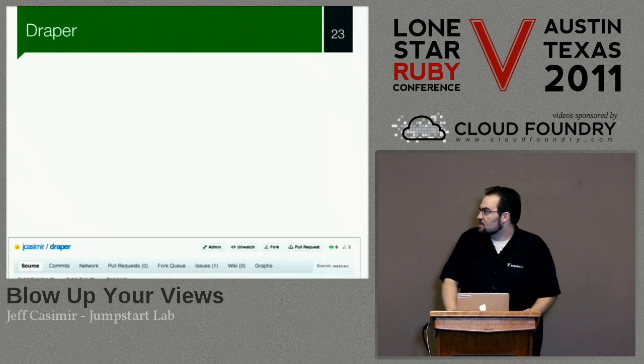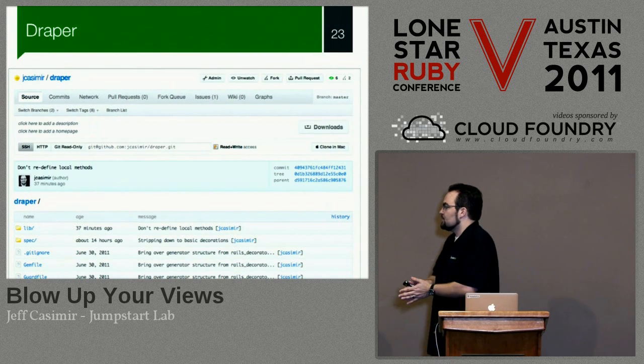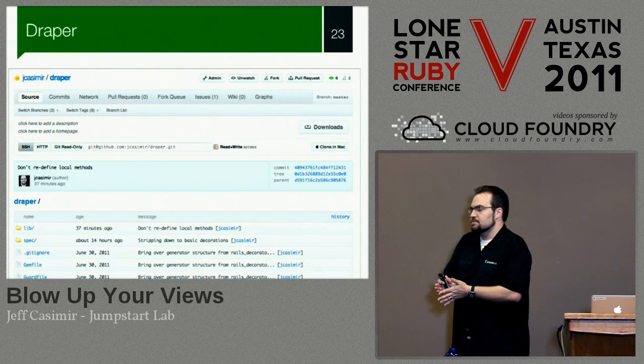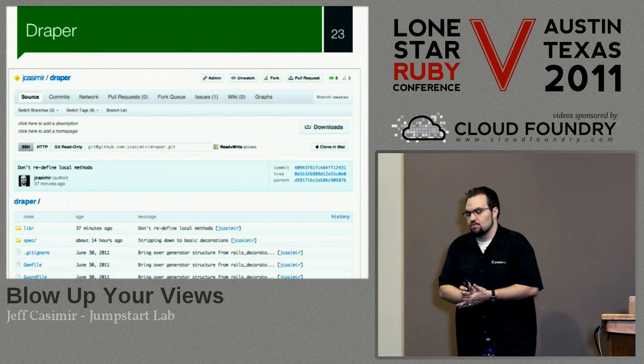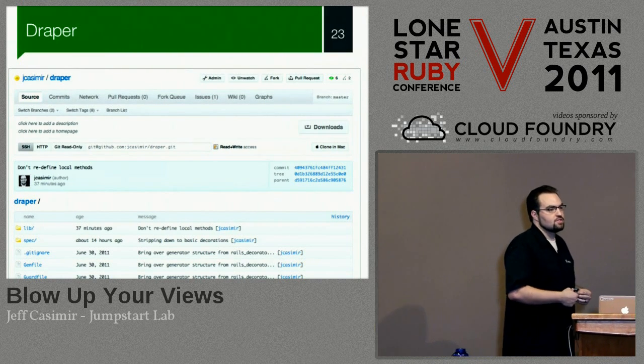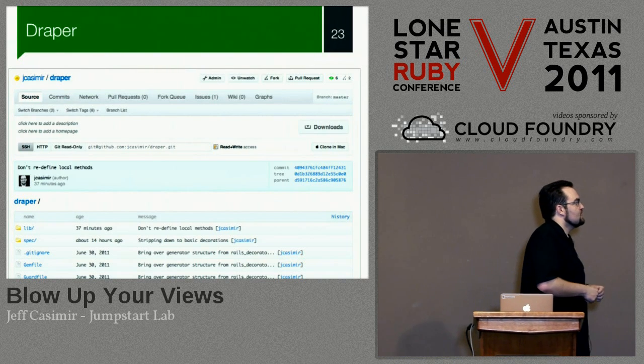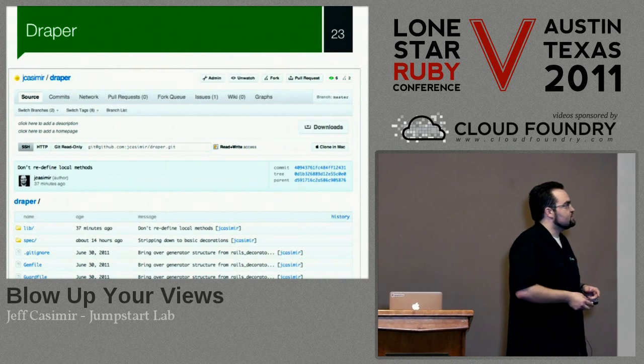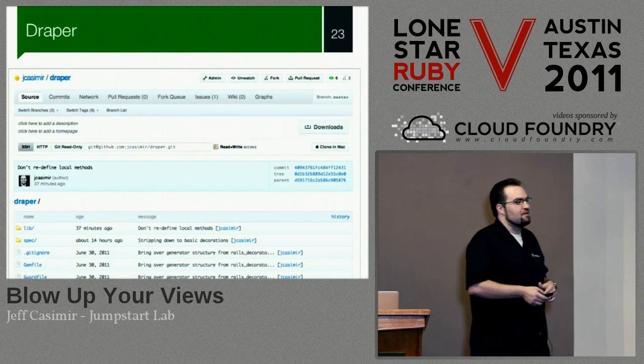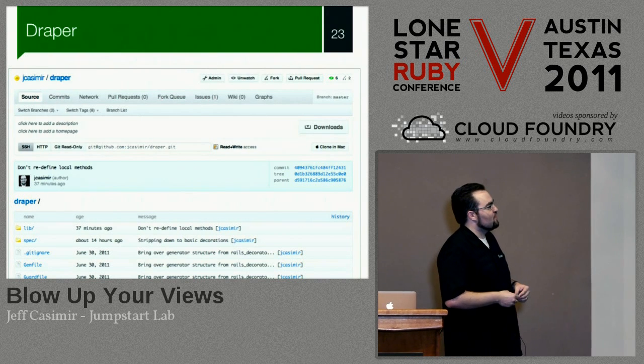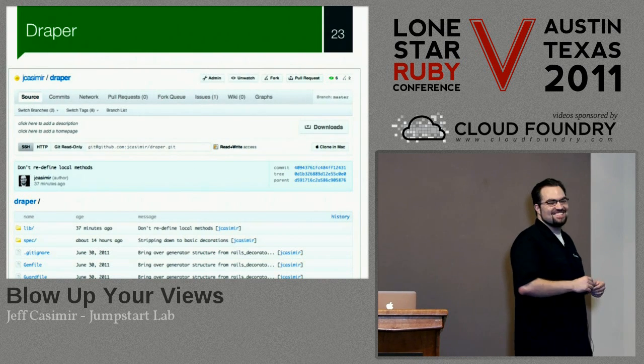And so I started working on this project I call Draper, and it's an implementation of how I see decorators or view models in Rails. And I've really been enjoying it. It's the first gem I ever wrote that other people wanted to use. And so that's cool. Thanks.